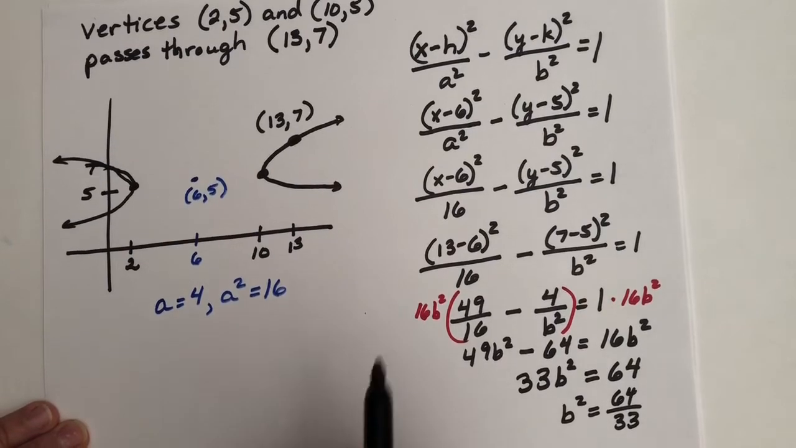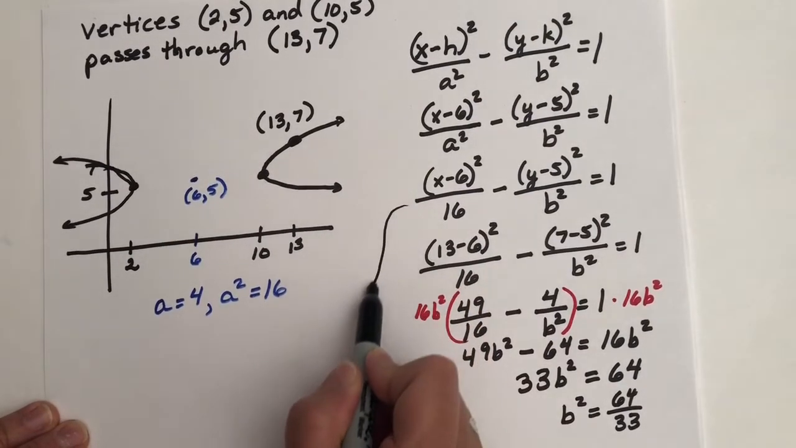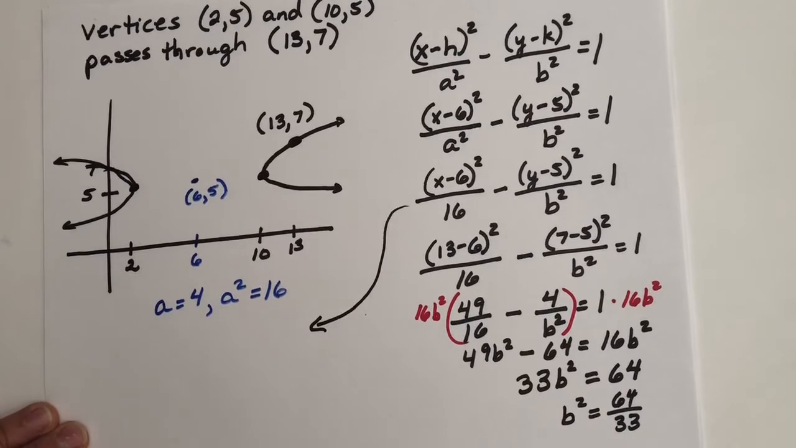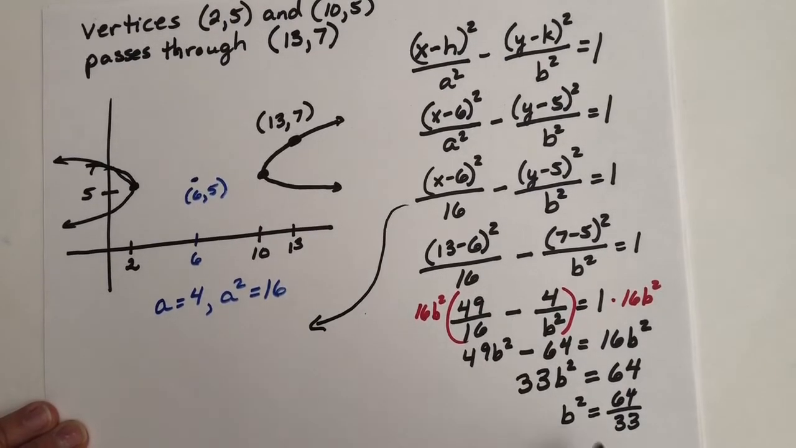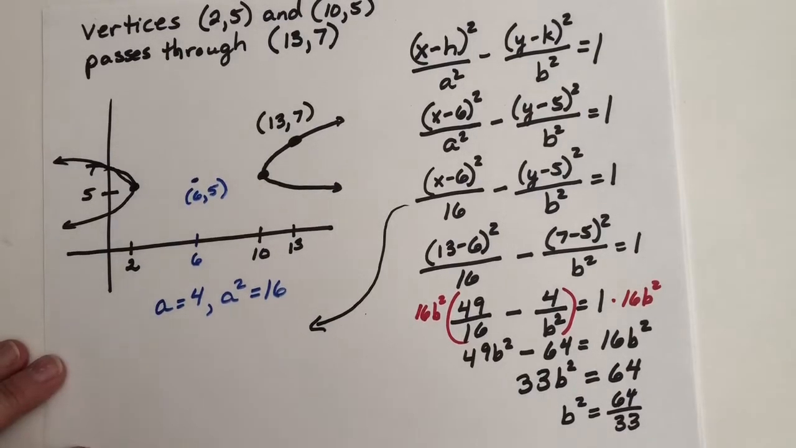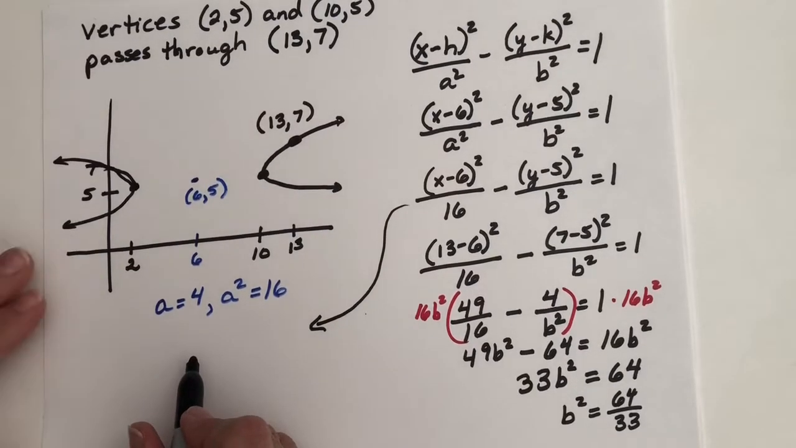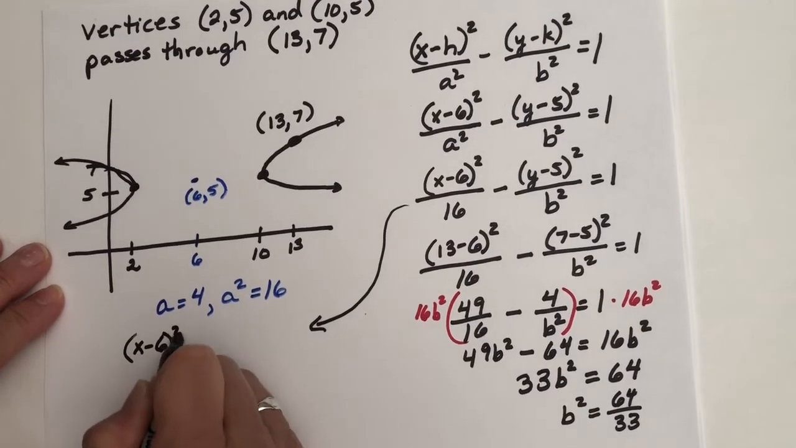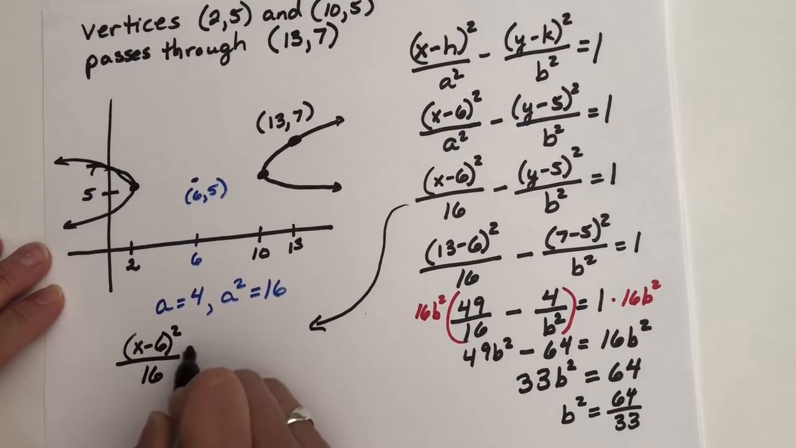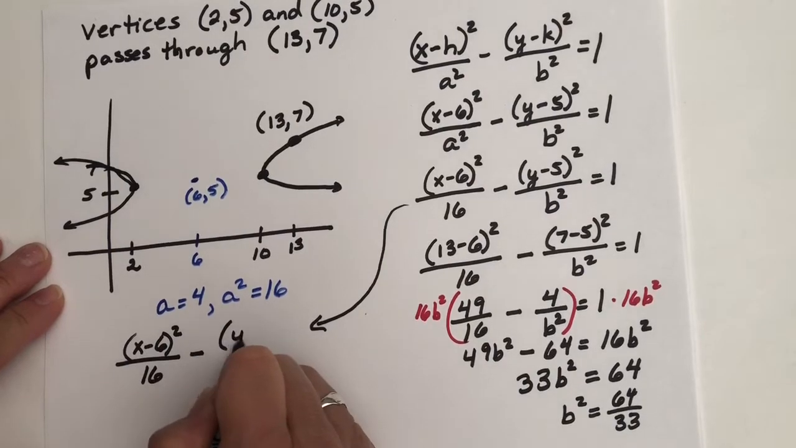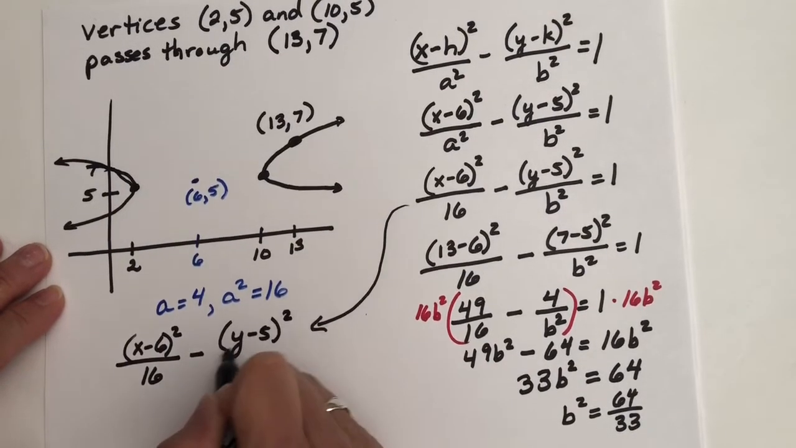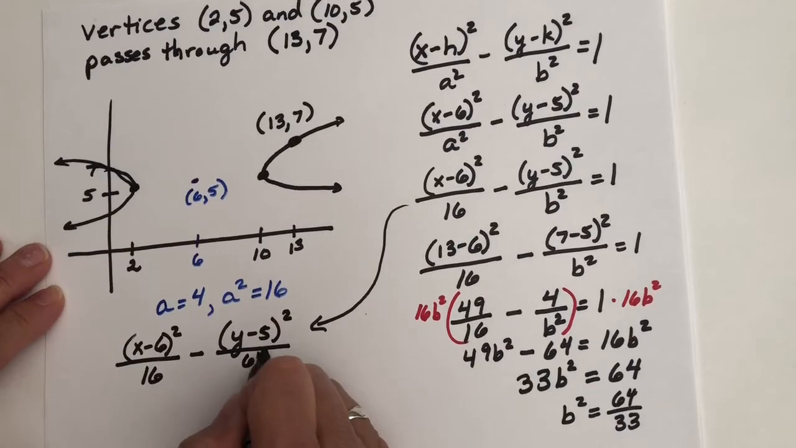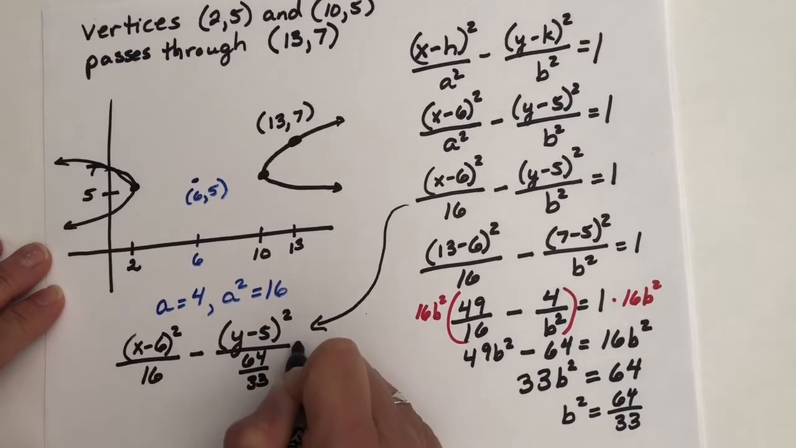So let's see, here's our equation. Let me come over here. This is my only blank part of the page. We're substituting this in for our b squared. So the standard form for the equation of this hyperbola is (x minus 6) squared over 16 minus (y minus 5) squared over 64/33 equals 1.